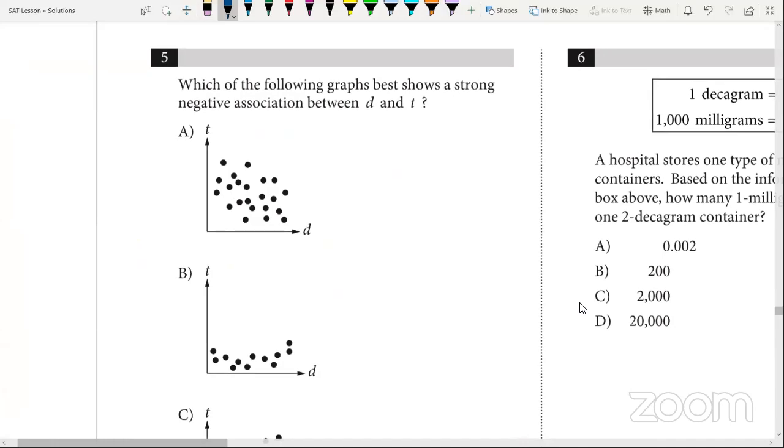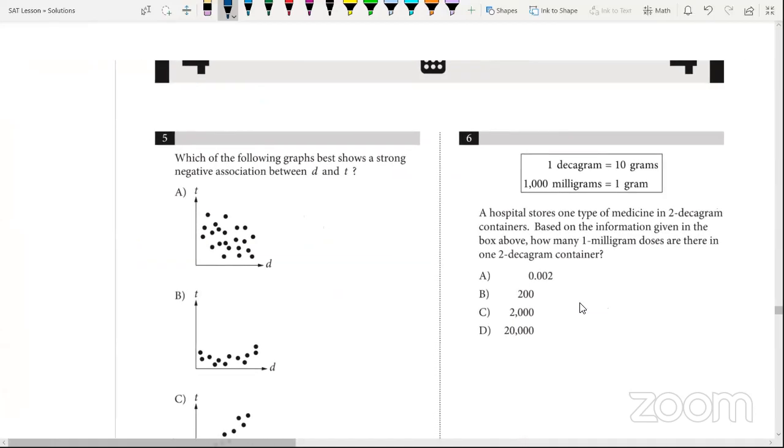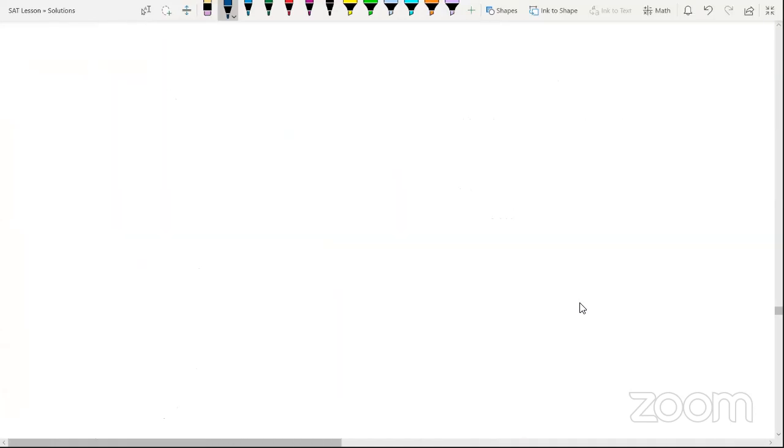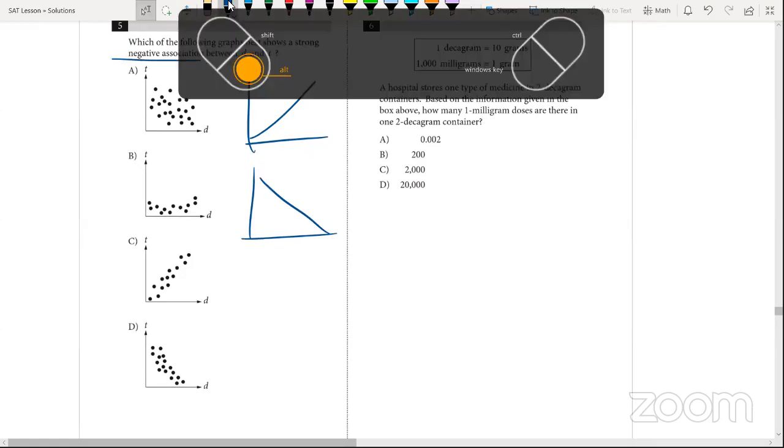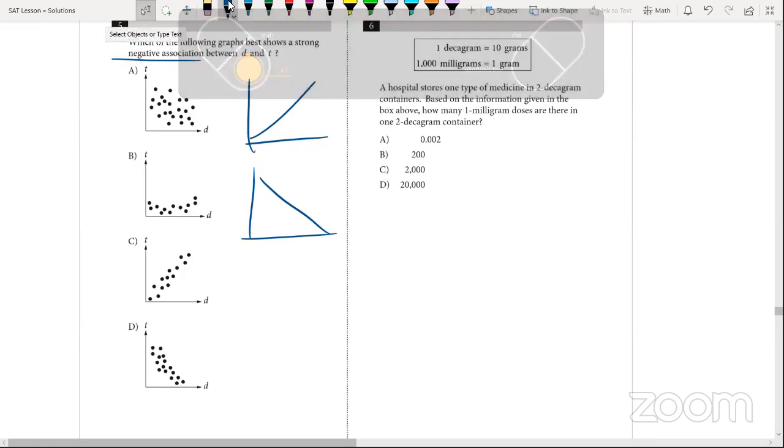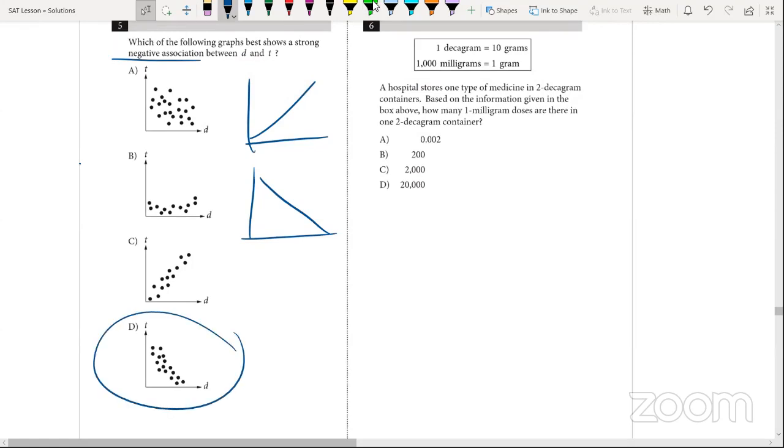We're looking in number 5 for a negative association, also sometimes called a negative correlation. And so a positive correlation would just be something like that, and a negative correlation would be something like that. So which of these looks like a negative association or a negative correlation? And that would be D. It looks exactly like the negative correlation that we drew on our own here. So the answer to number 5 is D.